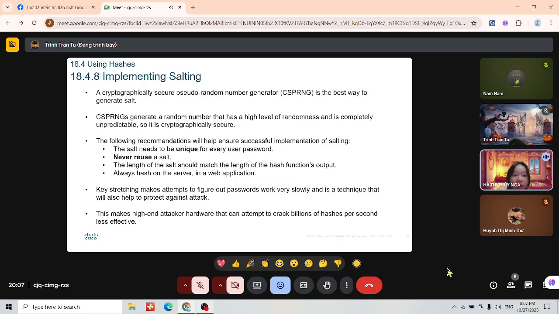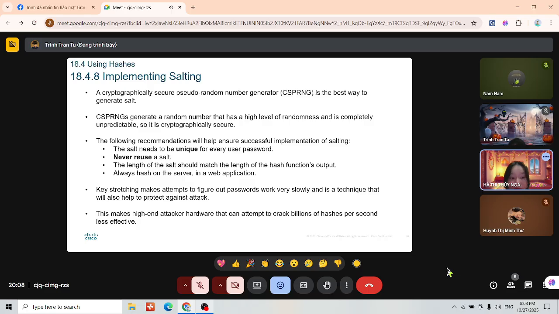Part 18.4.6. To make this more secure, we use a CSPRNG, a cryptographically secure pseudo-random number generator, to create unpredictable salts. And we can add key stretching, meaning hashing the password thousands of times to make cracking slower.